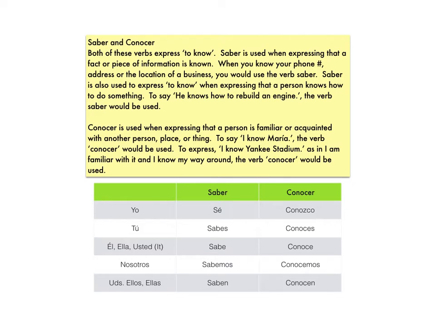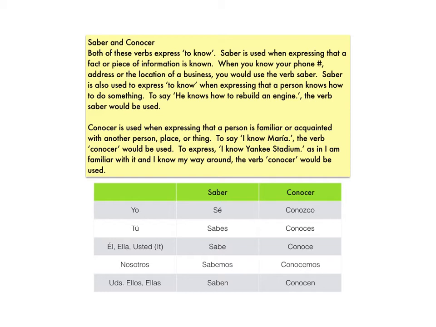Conocer, on the other hand, is used when expressing that a person is familiar or acquainted with another person, place, or thing. So to say I know or I'm familiar with Maria, the verb conocer would be used. And to express I know Yankee Stadium, as in I'm familiar with it and I know my way around it, then the verb conocer would be used.